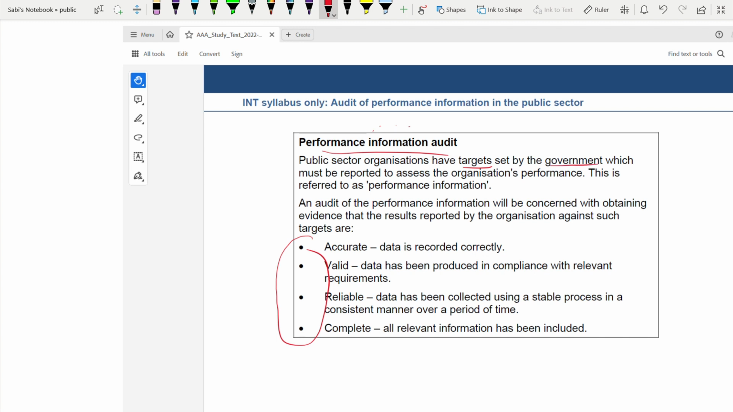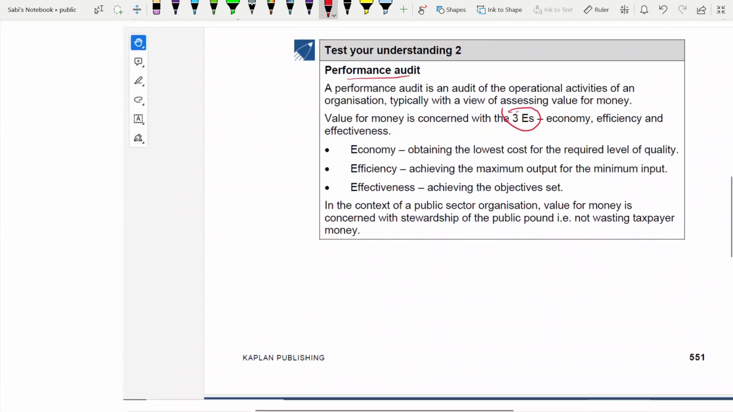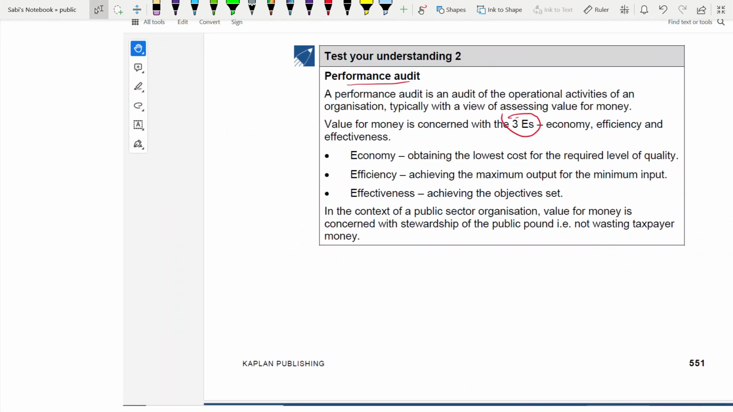Okay, this is known as performance information because it checks the organization's performance. So you will see whether you have met the target or not. Here, it is not about meeting. Here, you will see whether value for money is there or not. You will see the economy, efficiency, effectiveness. You will check all these three.